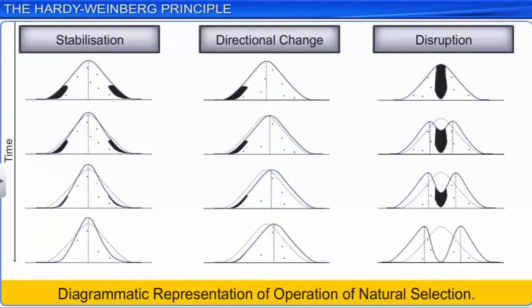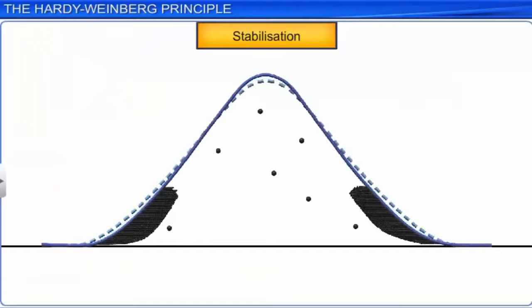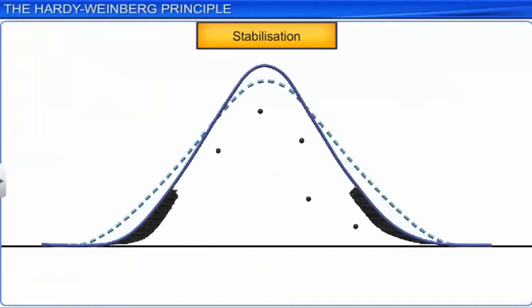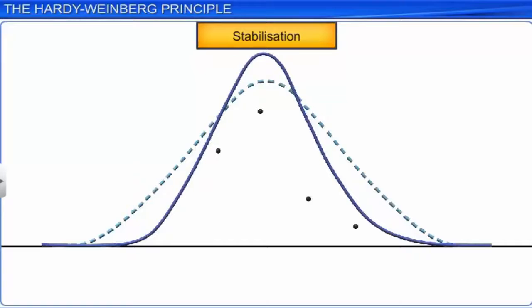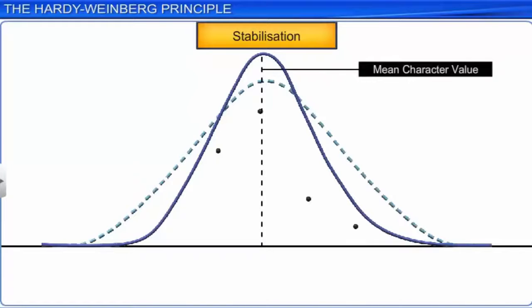In the given diagram, the black dots represent the people who have died before passing on their genes. Notice that in stabilization, the extreme ends of the distribution are removed and everything moves closer to the middle. In other words, more individuals acquire the mean character value, which represents the highest number of the population with a particular trait.